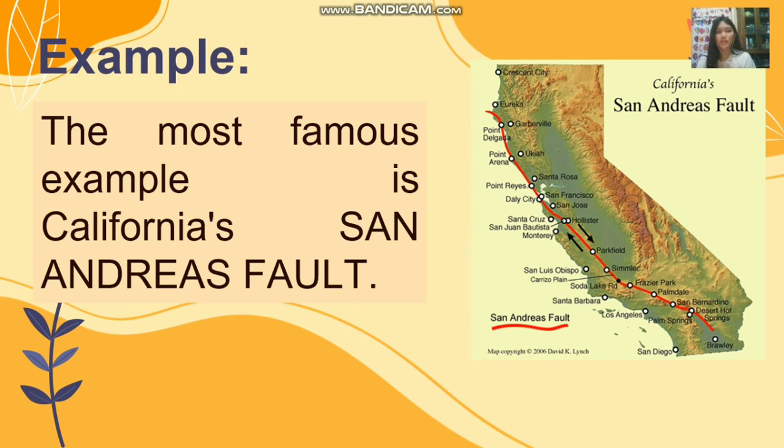So, the most famous example is California's San Andreas Fault. It stretches some 600 miles or 1,000 kilometers from Southern California to north of San Francisco. The sideways motion of the fault's branches is caused by the Pacific Ocean's crustal plate moving to the northwest under North America's continental crust.